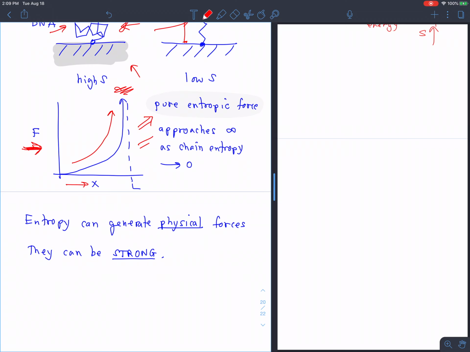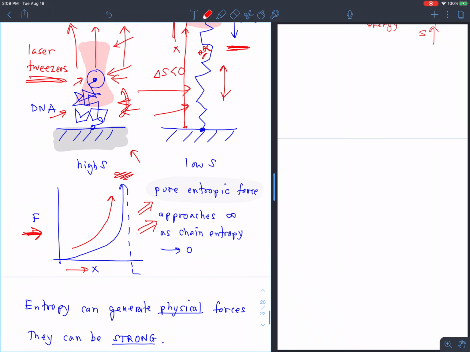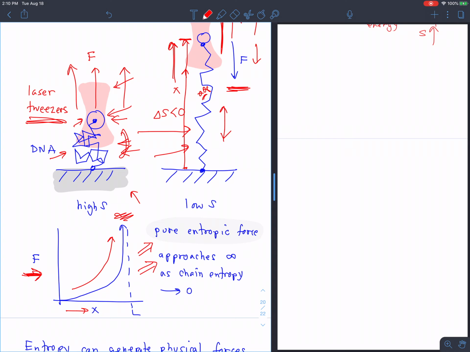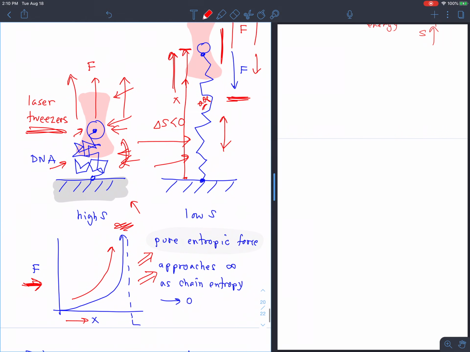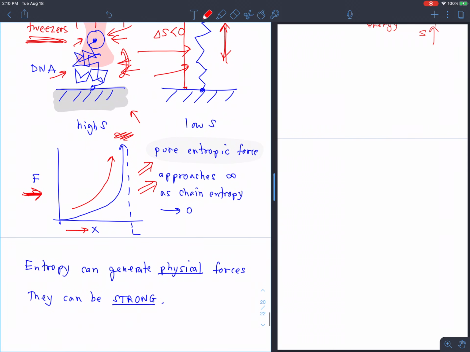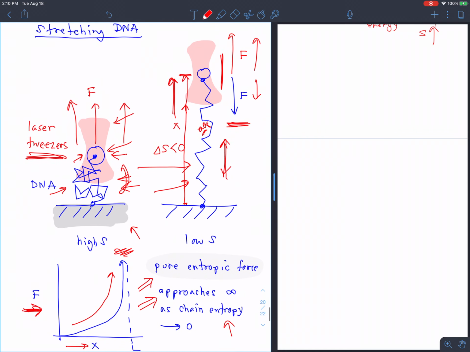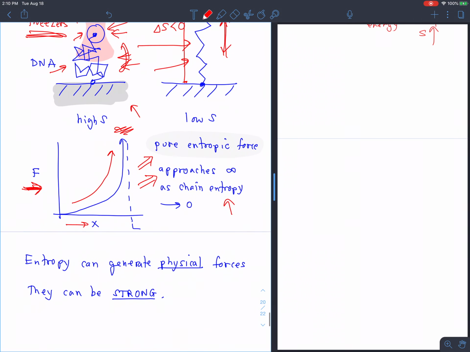If you could, for an ideal case, if this piece of DNA were non-stretchable and ideal in other ways, then you can show mathematically that as you pull and stretch the chain and extend the chain further and further, the chain entropy approaches zero, and the force, the countervailing force that the DNA produces, approaches infinity. And that's what I've shown in this graph here.